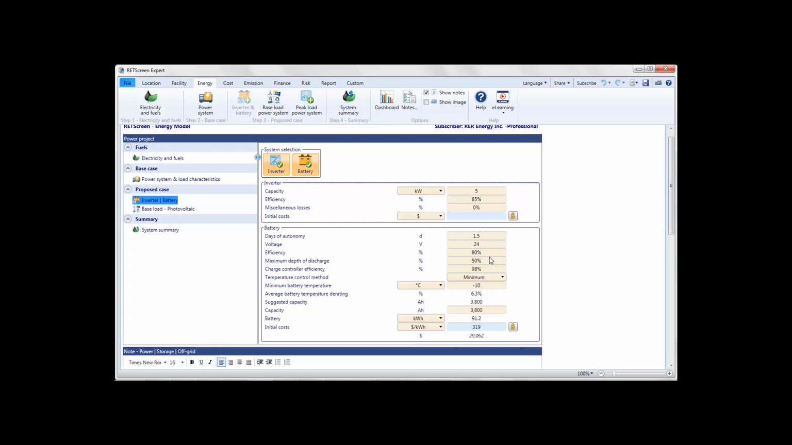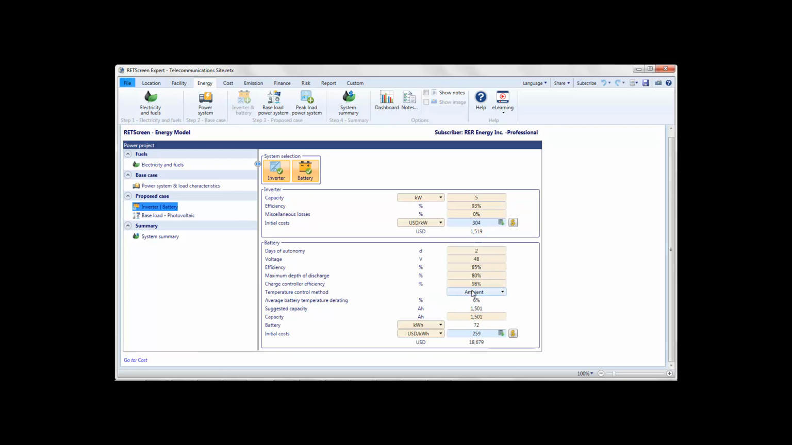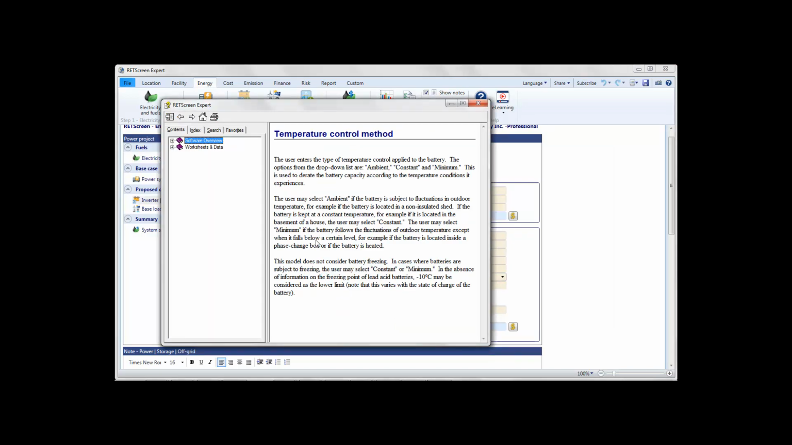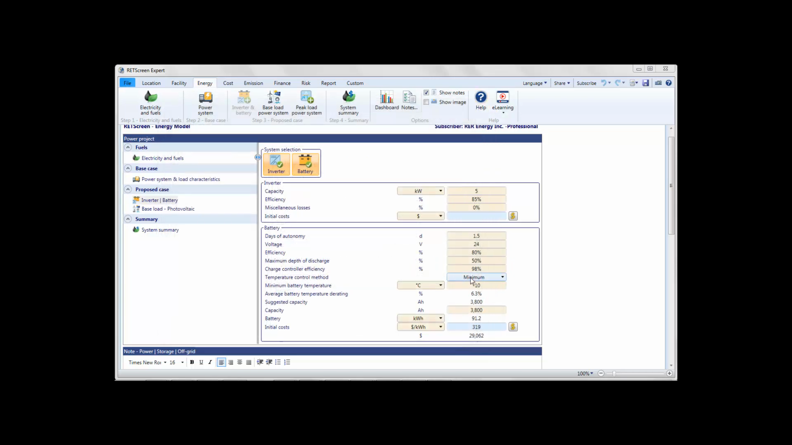Now, one thing you might notice is the selection here of a minimum battery temperature as the temperature control method and -10. And that might look a bit surprising to you. You might recall we used ambient. Minimum battery temperature, if you look on the help here, simply means it's going to establish a floor temperature. And it's going to assume that there is some mechanism that prevents the battery temperature from going below this specified minimum battery temperature. It's just establishing a floor.